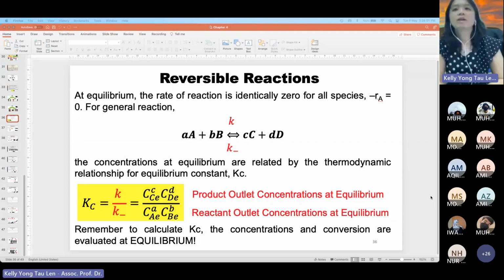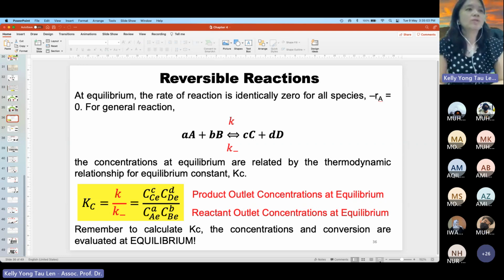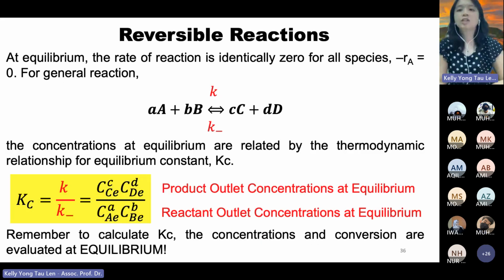Right, good afternoon, everyone. So we will continue with our lecture. We have a little bit of residual Chapter 4 yang tak sempat cover on last week. I will cover just a little bit today, but the last part is also important because in this last part we will address one kind of reaction that we have not yet covered in our design of reactors, which is if we have a reversible reaction.